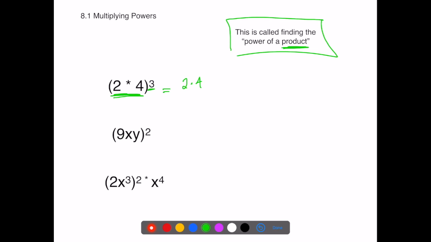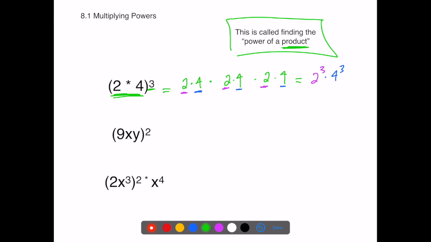Well, I have to do it 3 times, right? So times 2 times 4. Well, that's 2, so I have to keep going. Times 2 times 4. So if you separate these, I have 2 times 2 times 2, which is 2 to the 3rd power. And I also have 4 times 4 times 4, which is 4 to the 3rd power.